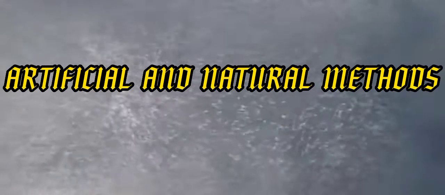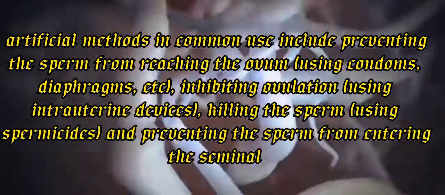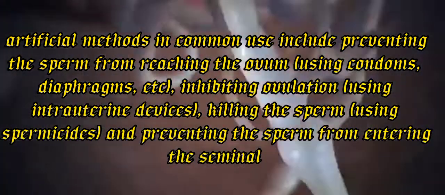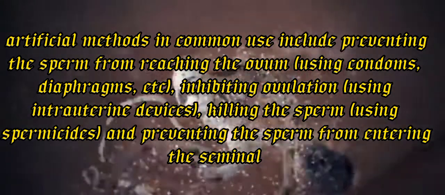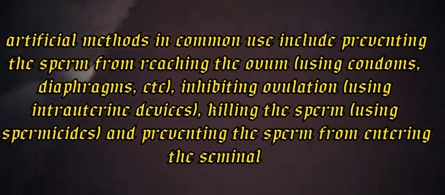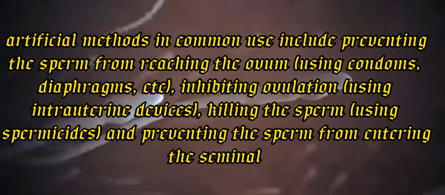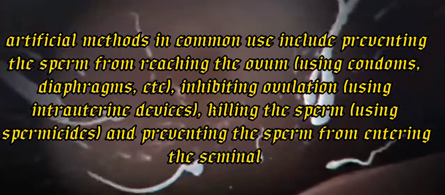I discuss artificial and natural methods of contraception. What is an artificial method? Artificial methods in common use include preventing the sperm from reaching the ovum using condoms, diaphragms, etc., inhibiting ovulation, using intrauterine devices, killing the sperm using spermicides, and preventing the sperm from entering the seminal.